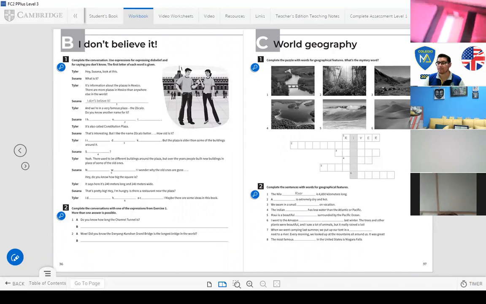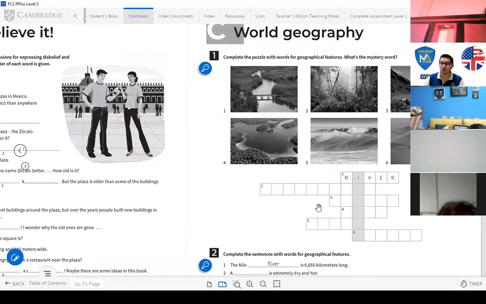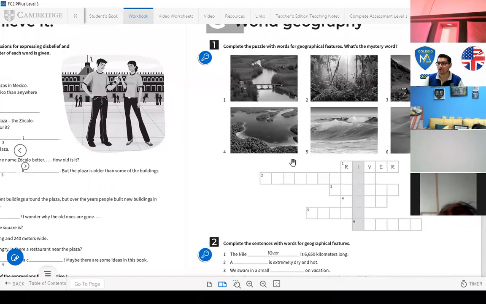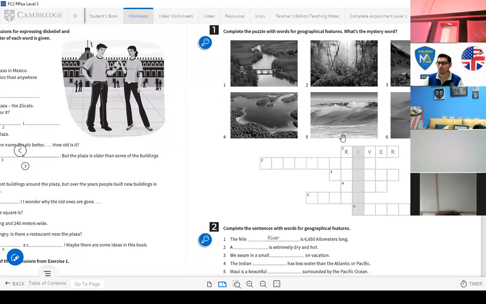We stopped here on page number 37, right? Yeah, we didn't do this. So let's work. Here we have the word geography. Complete a puzzle with words from geographical features. What's the mystery word? Here we have a mystery word. Where can you find this?